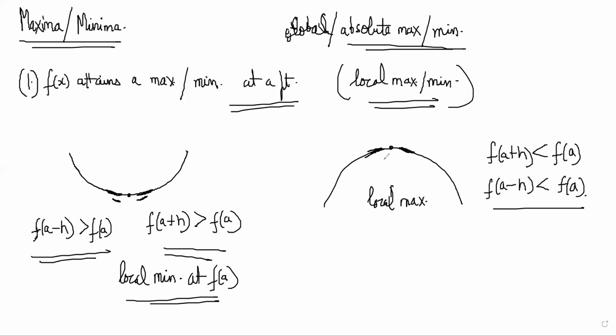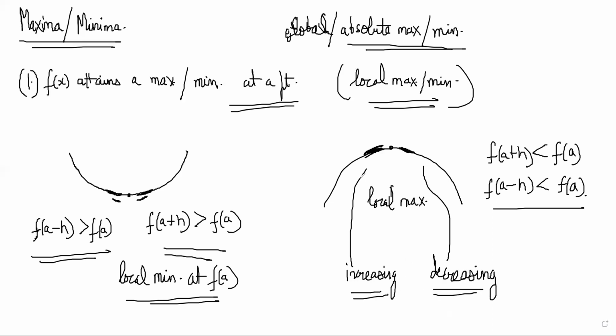So that immediately implies that in this neighborhood, the function should be increasing, and in this neighborhood, the function should be decreasing, right? That means it has changed its behavior from increasing to decreasing. Increasing to decreasing implies local maxima, and decreasing to increasing implies local minima, right?